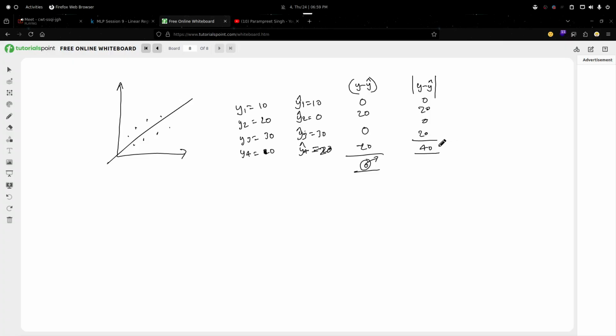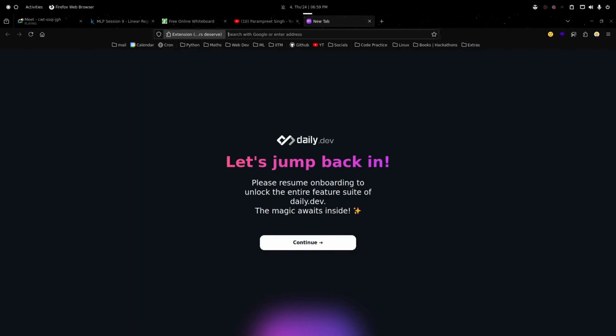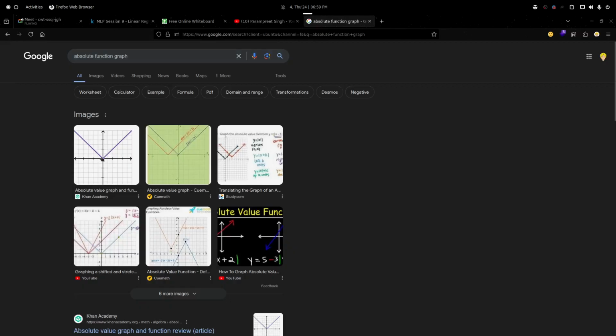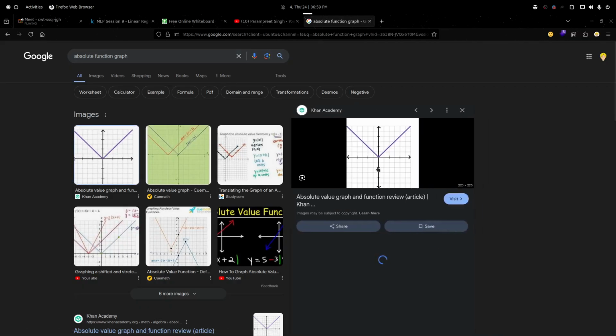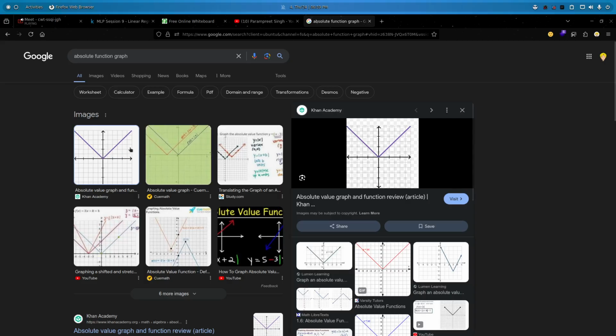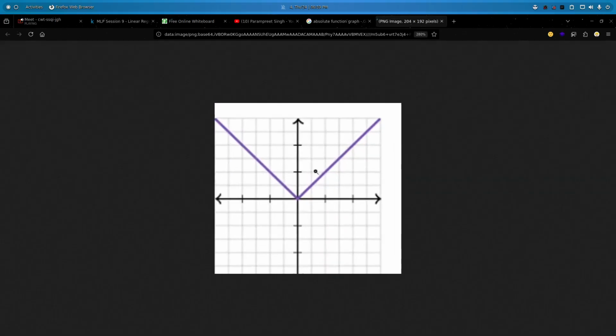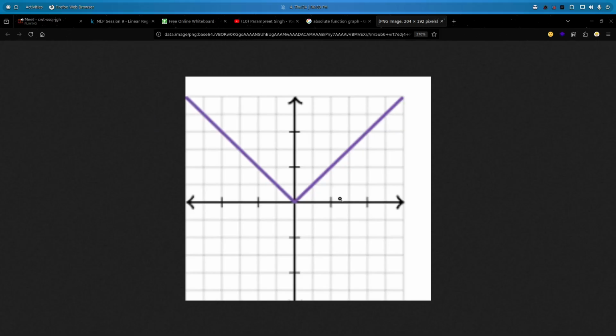But the graph of the absolute value, if you have seen, if we plot the absolute function, the graph will be something like this. It will be a V, like a pointed graph, right? It will be a V-shaped graph. Just to confirm, absolute function graphs. So here you can see this graph, this is the absolute value graph. This is the graph for the absolute function.